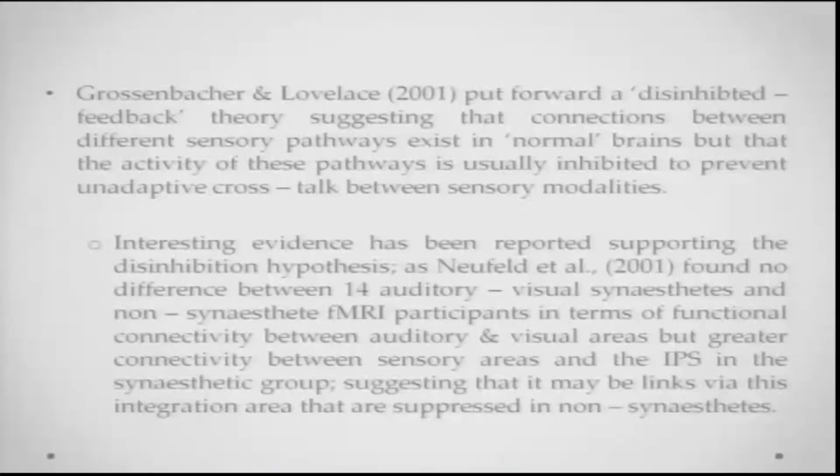Grosenbacher and Lovelace put forward a particular hypothesis called the disinhibited feedback theory. It proposes that connections between different sensory pathways exist in normal brains, but that the activity of these pathways is usually inhibited to prevent maladaptive crosstalk between these sensory channels. Interesting evidence has been reported about this disinhibition hypothesis.